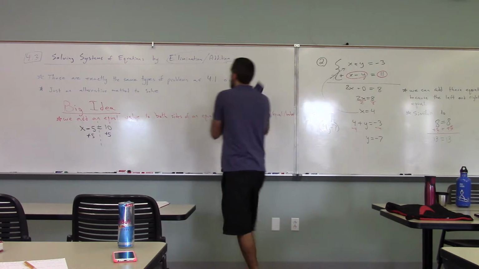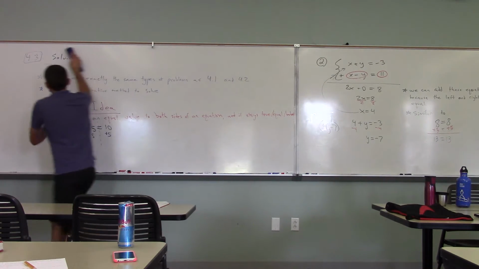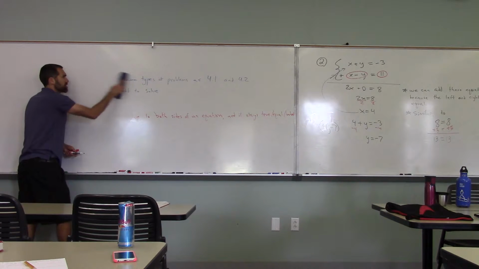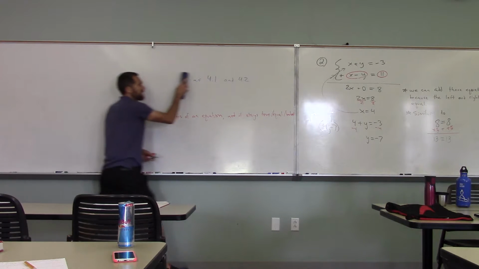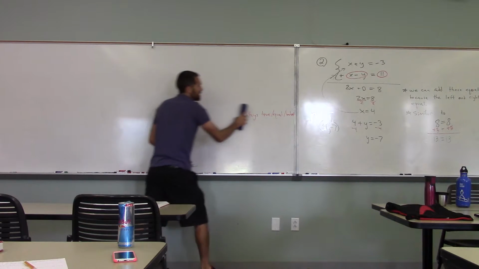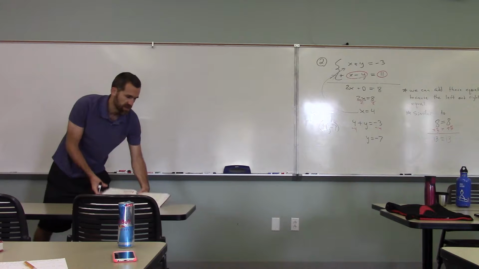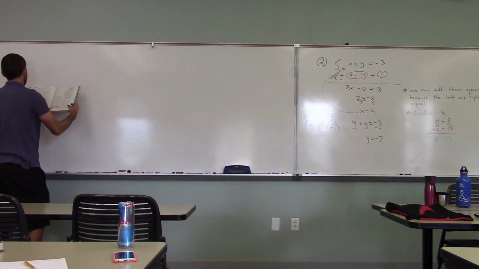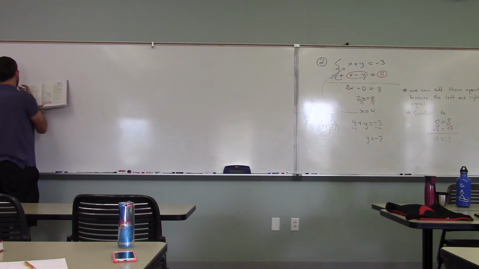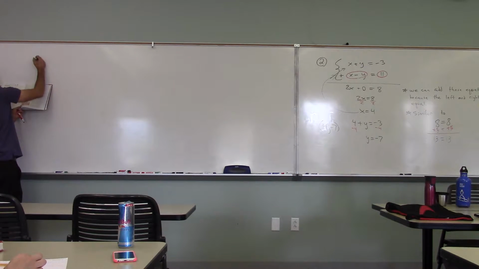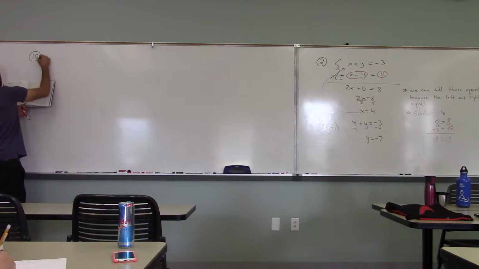Let's do another one. The nice thing about that number 2 is everything already lined up. The values were already just primed and ready to cancel out. Things aren't always going to be that sweet. So let's look at a problem like number 9. Oh, not 9, let's do an even one. So number 10.